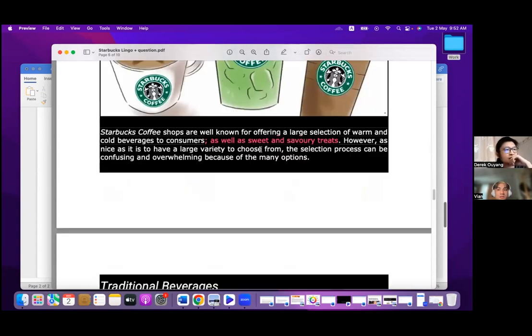Again, this is not the right punctuation. It should be a comma, as well as sweet and savory treats. And this is the British way of spelling savory. The way we spell savory is without the U. Savory. You know what savory means, right? Oh, no. You don't know savory? Savory is the opposite of sweet.